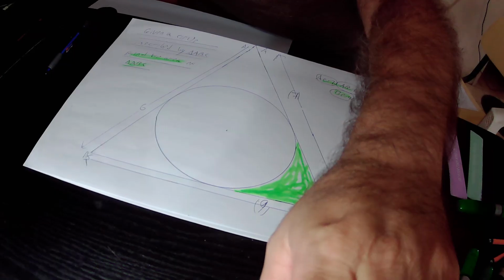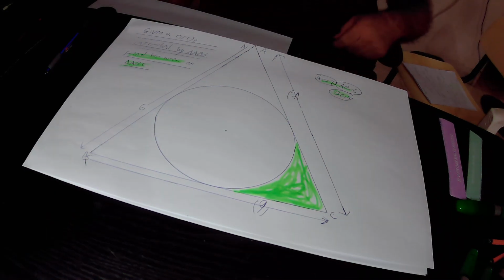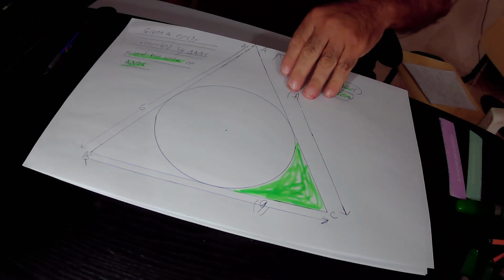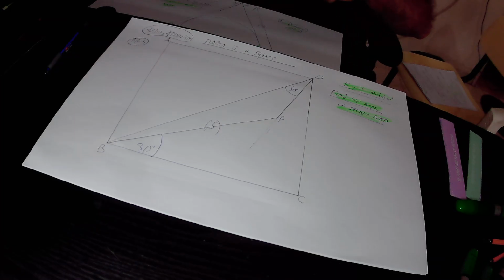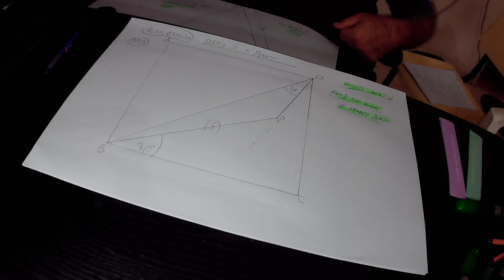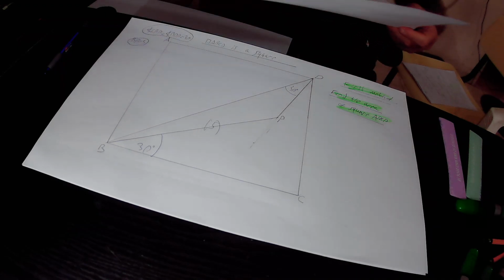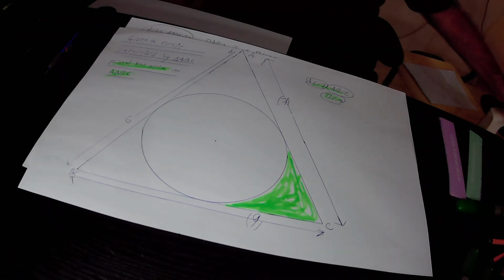Hello, in this lecture I answer two questions. In the first question, find out the area of this green shape, and in the second question, find out the area of this square ABCD using three different methods. So let's start with the first question.